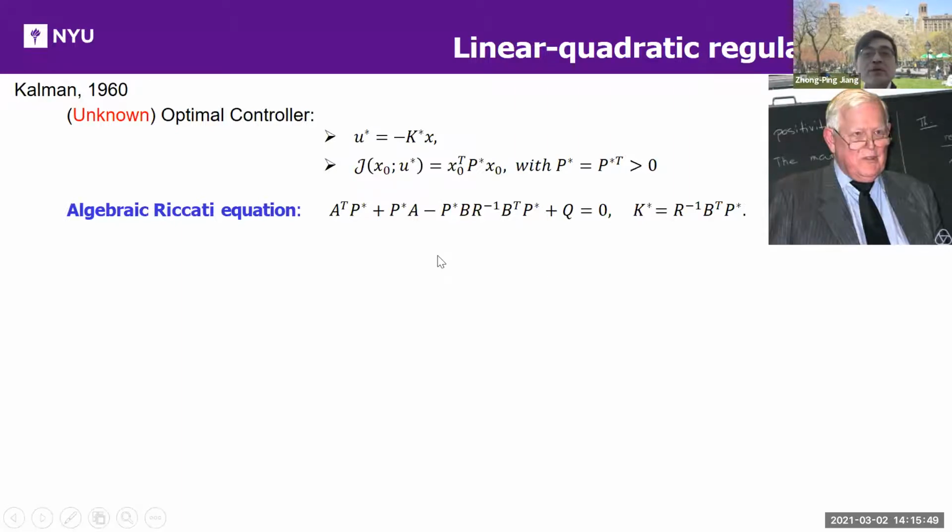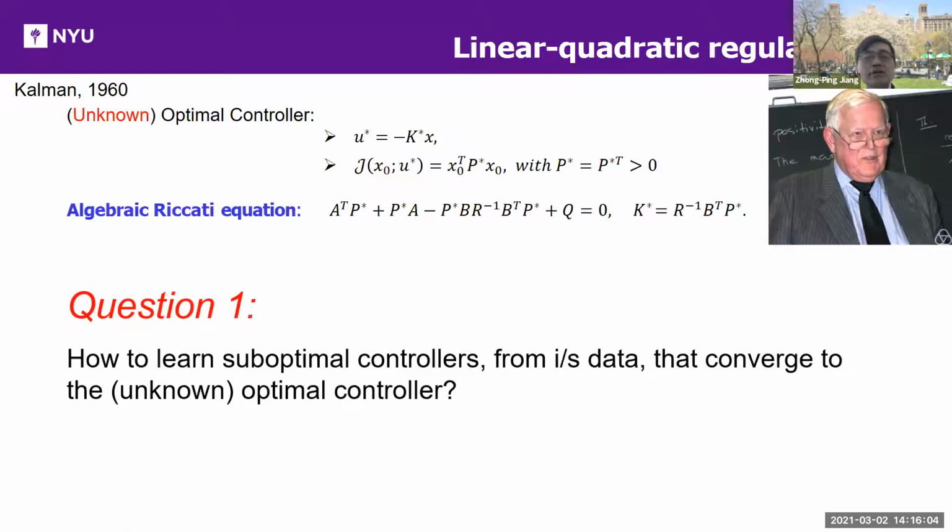If A and B are known, even though the optimal controller exists, it cannot be implemented because implementation of the optimal controller depends on precise knowledge of the A and B system matrices. So the question is, how can you learn a suboptimal controller? We want to come up with good estimates of these system parameters or controller parameters from the data.